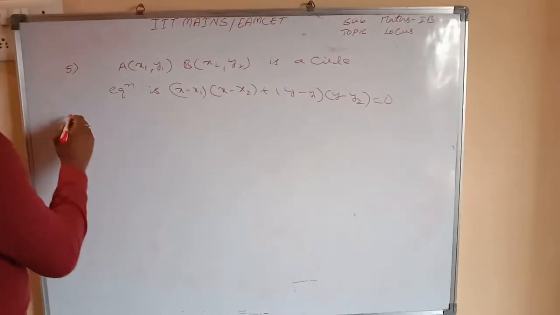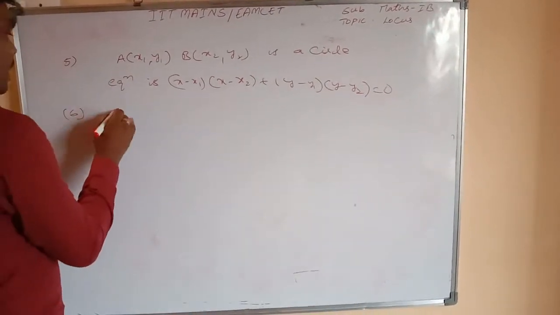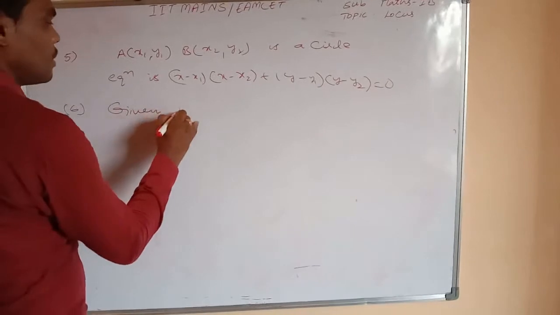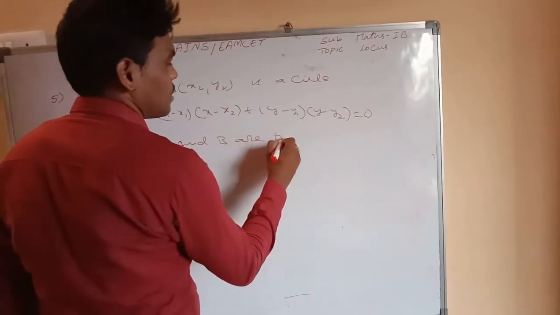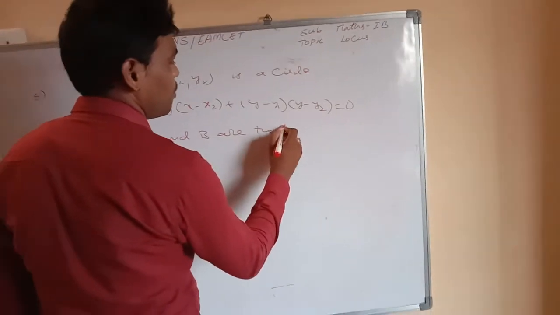Now, next, the sixth property: given A and B are two points.